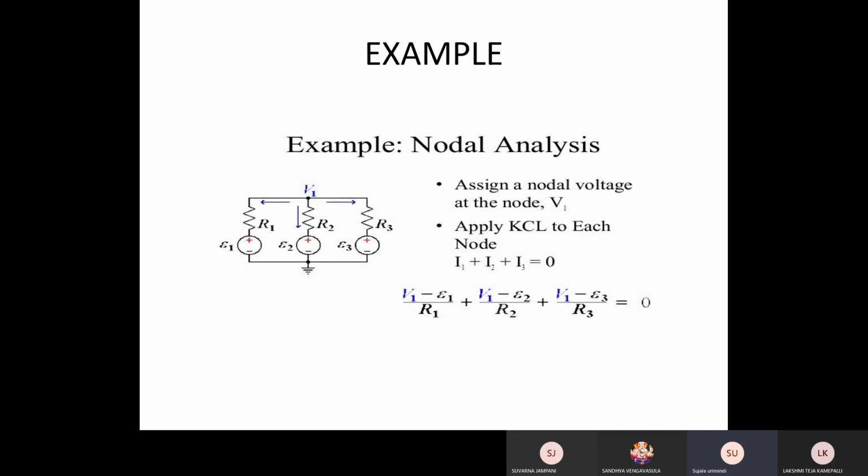When you observe the simple circuit here for nodal analysis, I have taken 3 resistances, with some internal resistance, and E1, E2 and E3. Here I take V1 as the node voltage.